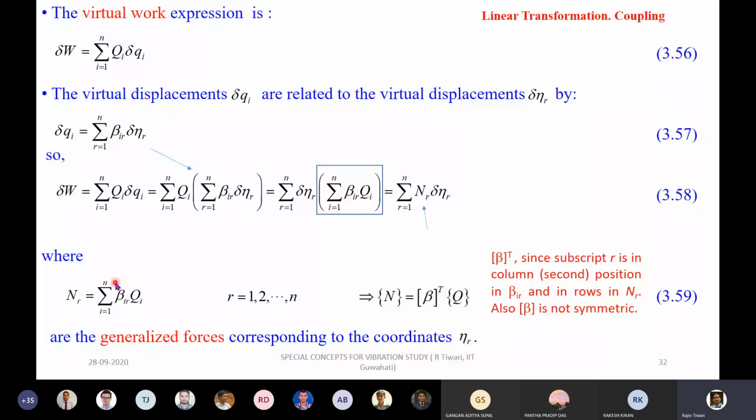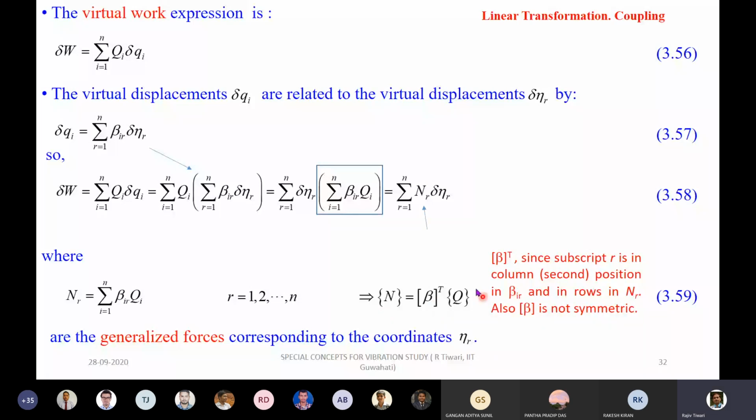So what we can do is write this expression for r equal to 1, 2, 3 like that, and if we combine all of them in a matrix form, it will be like this, where N contains N1, N2, N3, N4, capital Q contains Q1, Q2, up to Qn, and beta is the transpose of that. Because here the r of the N in beta is in the second subscript, that's why the transpose of beta is coming here.